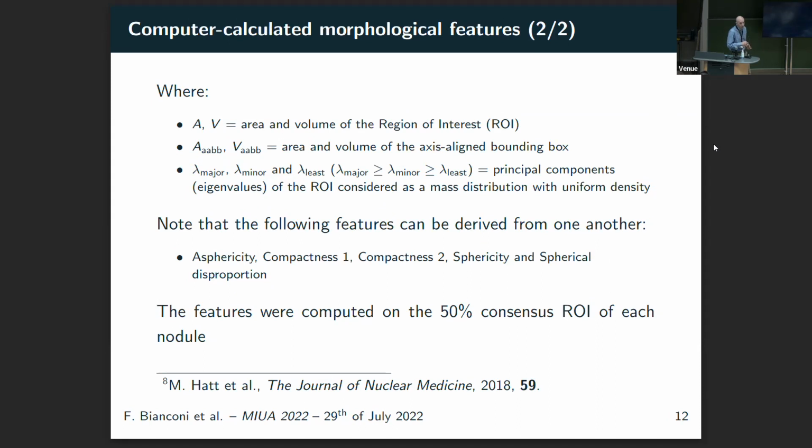Okay, these features have quite simple definitions. They depend on the area and volume of the region of interest, area and volume of the bounding box, and length of the principal axis of the region of interest considered as a mass distribution of uniform density.